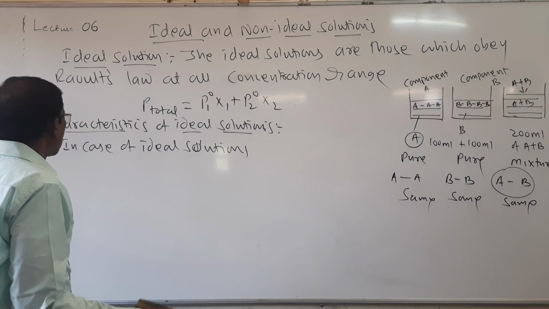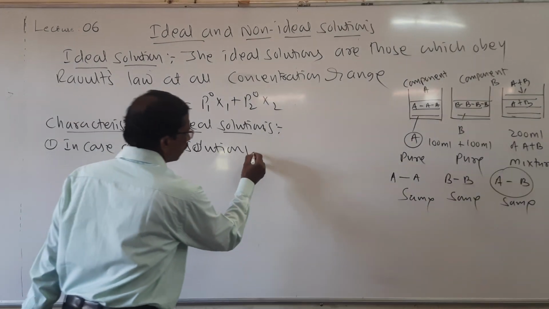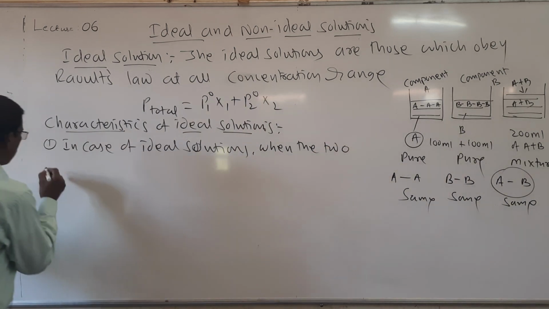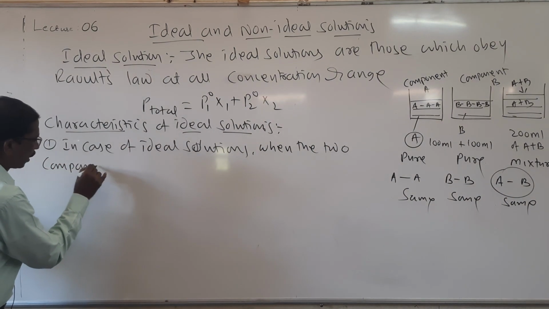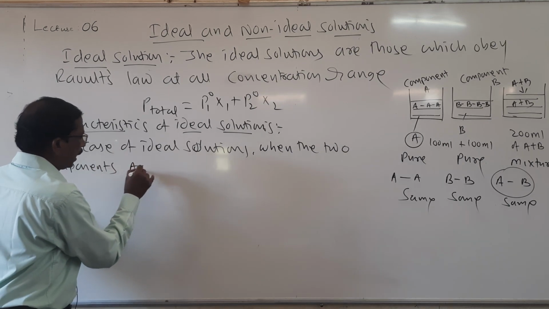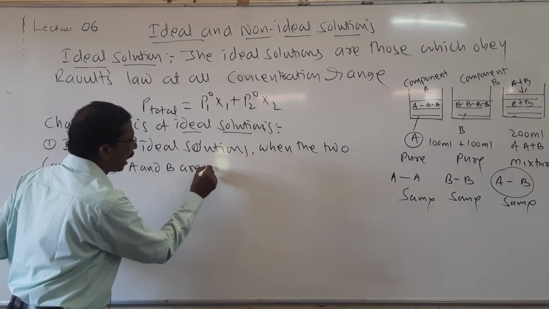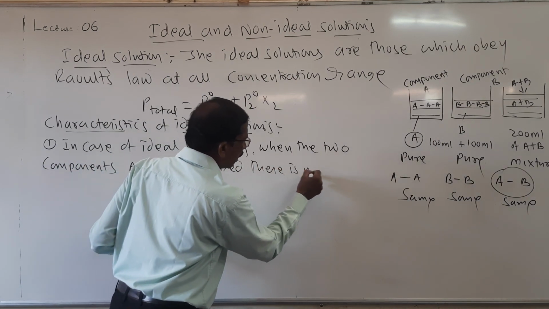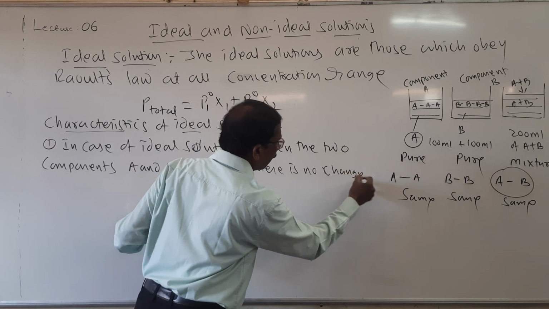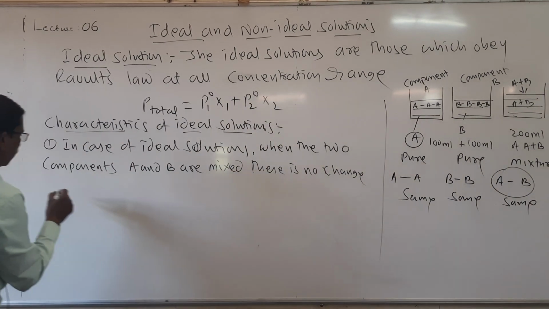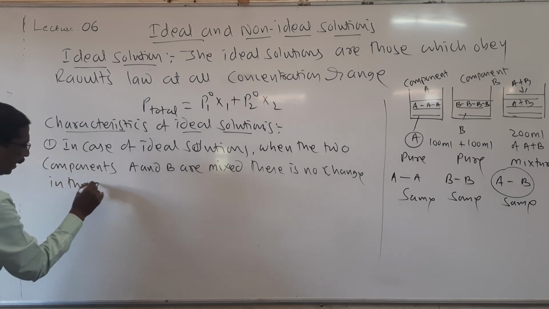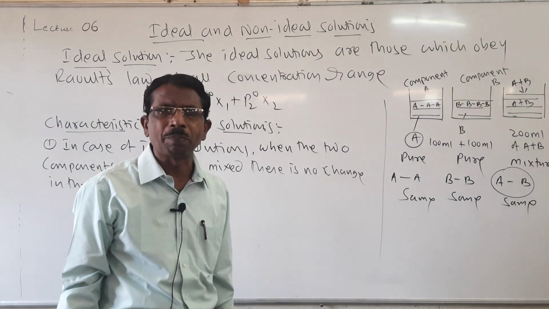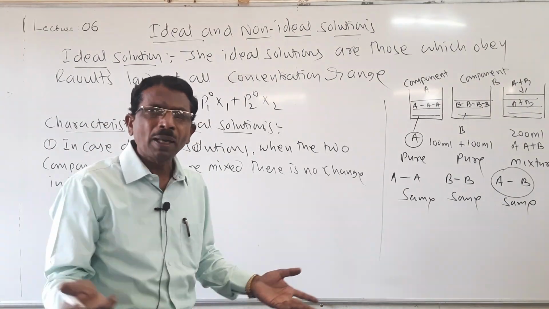So look here, in case of ideal solution, when the two components A and B are mixed, there is no change in the enthalpy. Enthalpy means heat content of the system. So heat is neither absorbed, nor evolved.